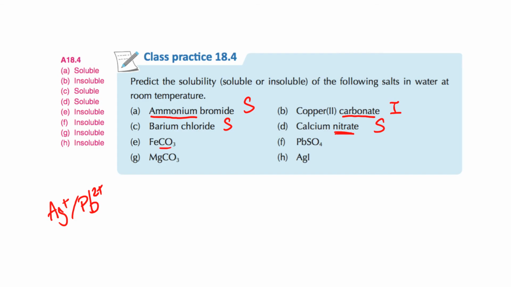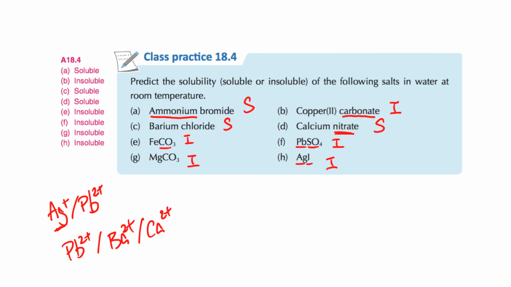Part E, carbonate. Most of them are insoluble. And PbSO4, remember SO4 cannot match with Pb, Ba, and also Ca. Whenever they see this, they will become insoluble. Question G, carbonate again, they will be insoluble. And then silver iodide, which is halide ion matching with silver ion. So this one will be insoluble. Again, you have to work well with the table that we introduced in this video in order to get all this correct.